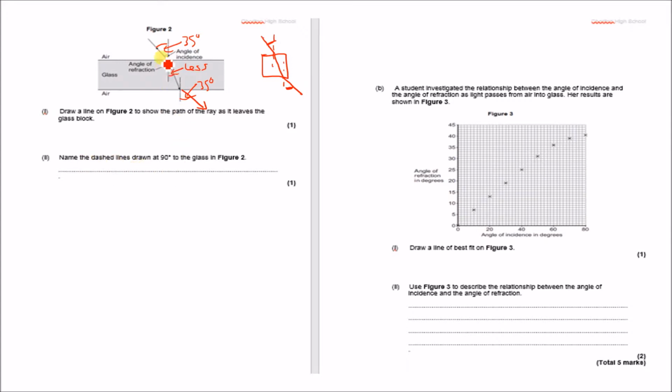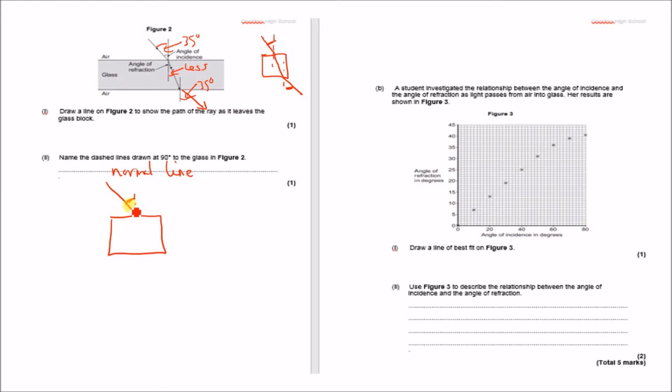Name the dashed line. Well, this dashed line is called the normal line. And the normal line is just an imaginary line that we draw at 90 degrees to the object, and it's just to symbolize where the light is hitting the block. It's so we can calculate the angle from the normal line.